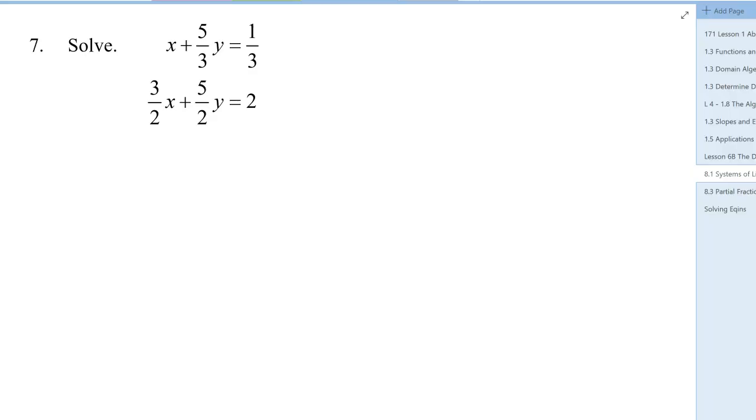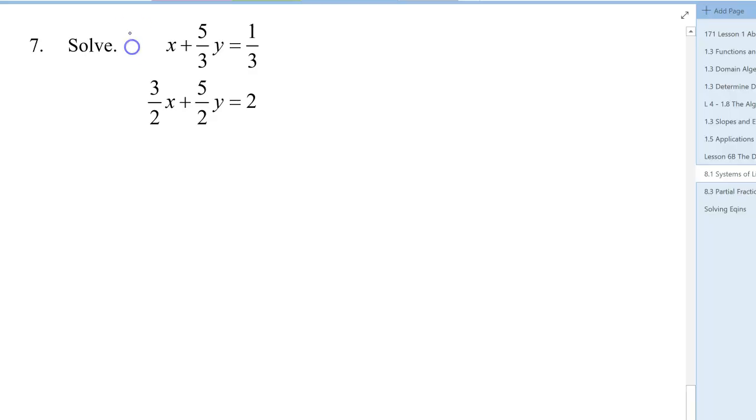This is the last example in Lesson 7, and it looks a little intimidating because of all the fractions. But one trick that we're going to learn that will prove helpful to us is to get rid of fractions. You can multiply by the common denominator. So that's what I'm going to do to make this system a little less intimidating.